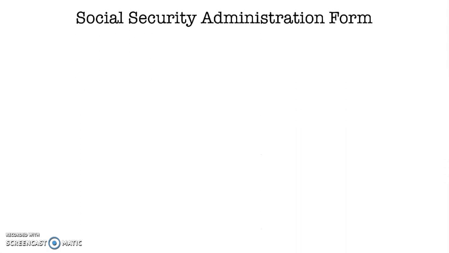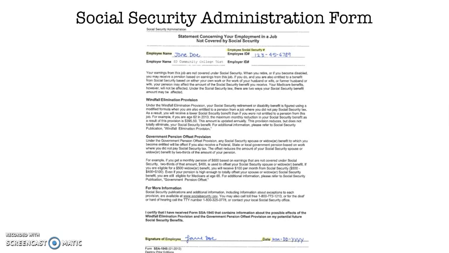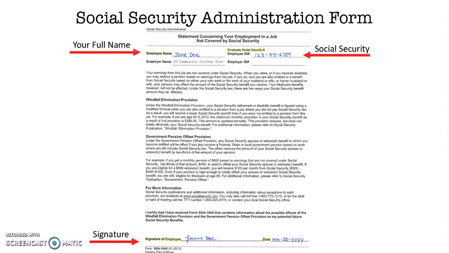Another form that you will have to fill out is the Social Security form. This shows that you have read and understood that this position is not covered by Social Security benefits. Here, you will write your full name and Social Security number. Then, sign and write the date.